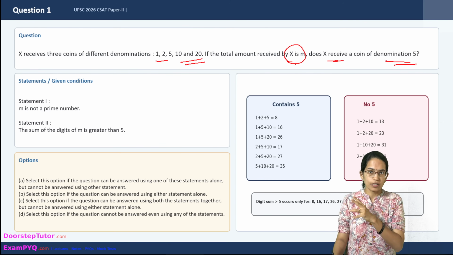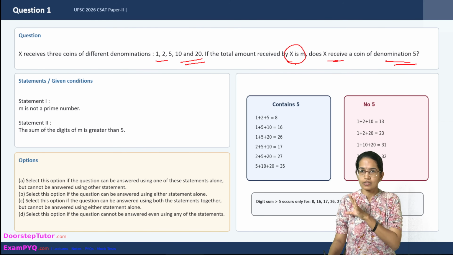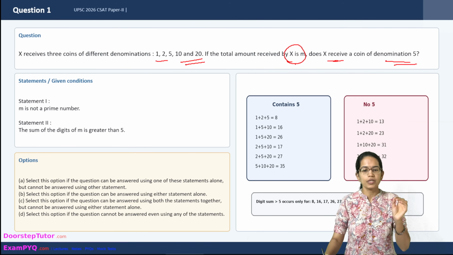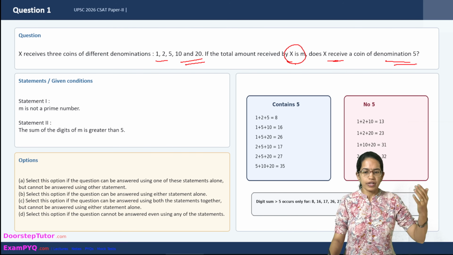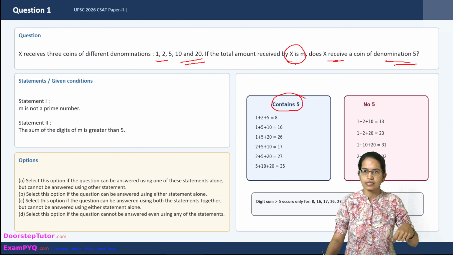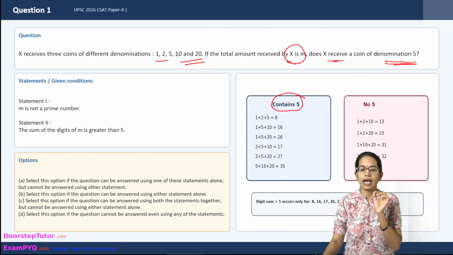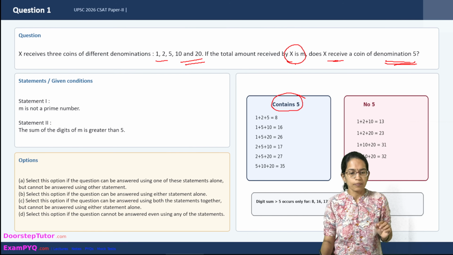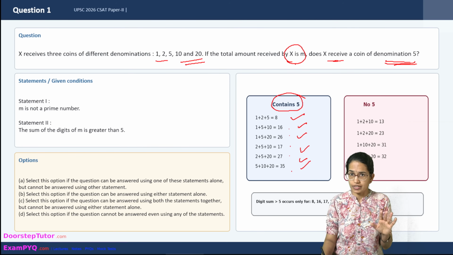We'll find all the combinations where we have three coins of different denominations taken into account, and we'll see what all combinations are possible. So we'll take a first case where we have 5 included in the series of 3 combinations. In the second case we would take where we don't have 5 as the included number. Now when we have 5 as the included number, these are the possible combinations which have 8, 16, 26, 17, 27, 35 as the sum.